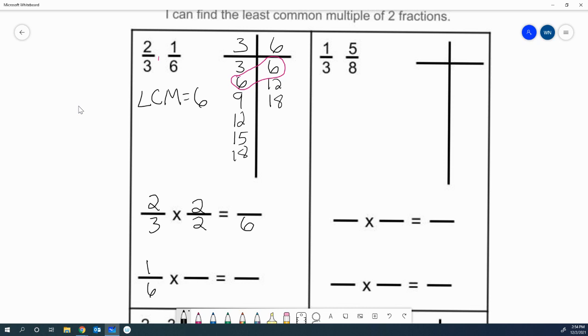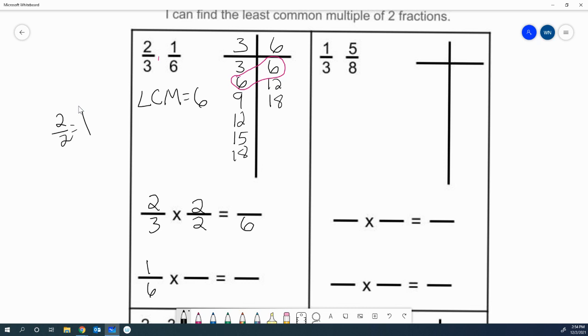What does 2 over 2 equal? Remember, 2 over 2 equals 1. So I'm basically just multiplying this 2/3 times 1 to get another number just to change the denominator. This is why they are equivalent fractions. Remember, equivalent means the same. So we're going to create equivalent fractions by multiplying numbers times 1, even though that 1 looks like a fraction.